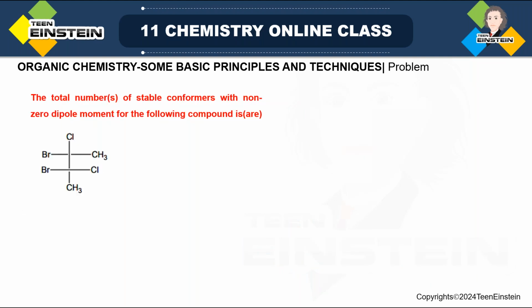The total number of stable conformers with non-zero dipole moment, which you can get for the following compound. Now here it is mentioned 'is or are', so it may be more than 1.